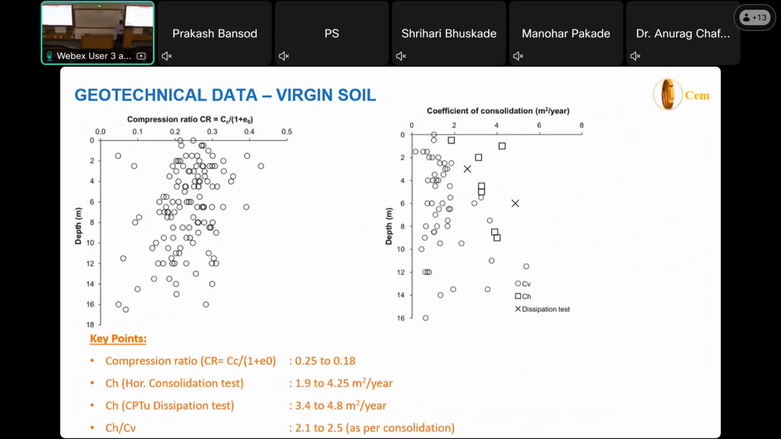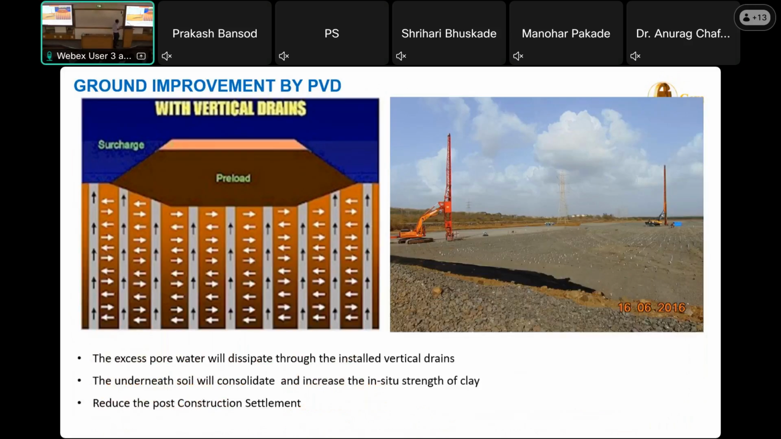This is the value of the compression ratio, which is Cc/(1+e0). You can see it varies from 0.25 to 0.18. At the top it is more, and as we go down it is less. The horizontal consolidation ratios are in the range of 1.9 to 4. Dissipation test 0.3 to 4, 3.4 to 4.8, and Ch by Cv around 2 to 2.5. So with this geotechnical investigation, we decided this will be done with PVD.